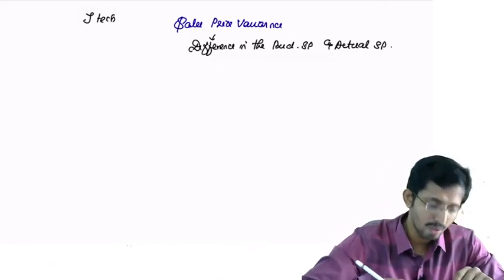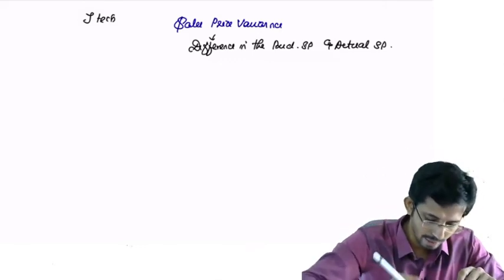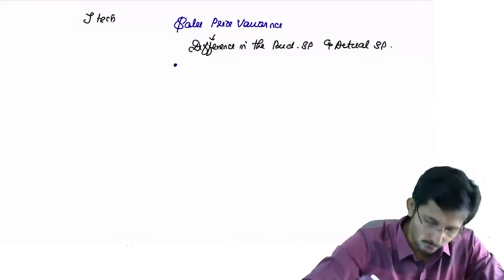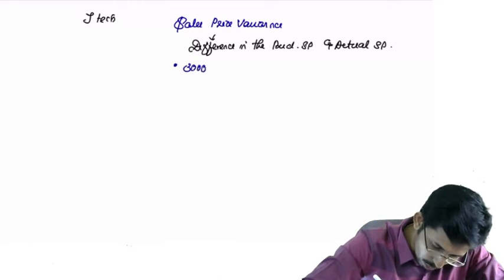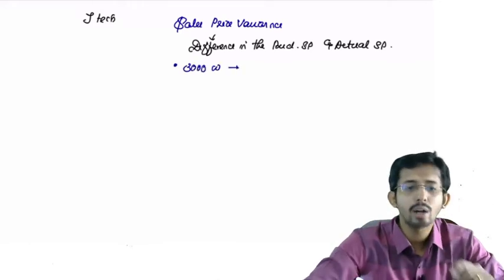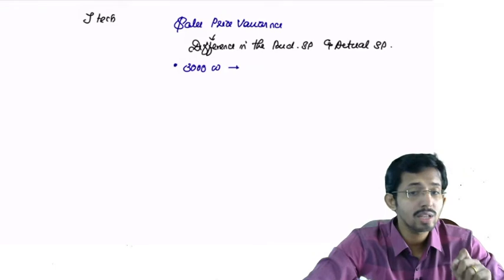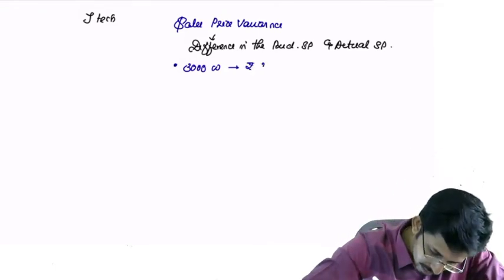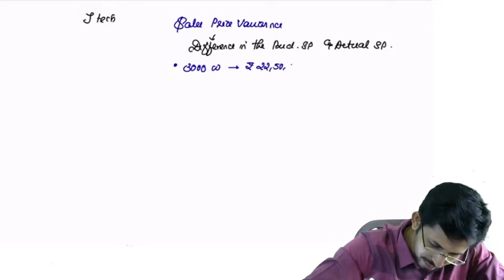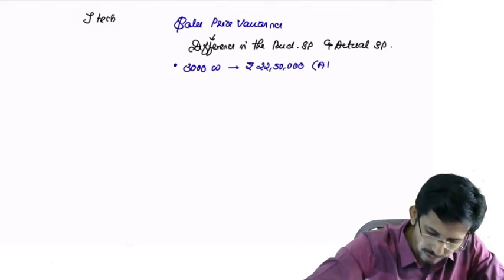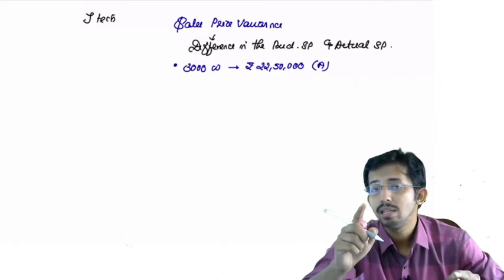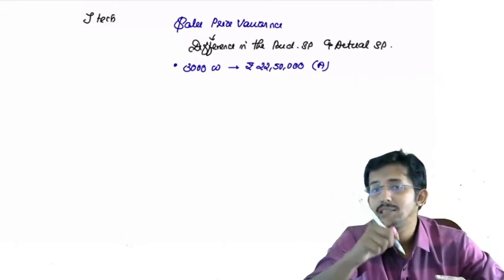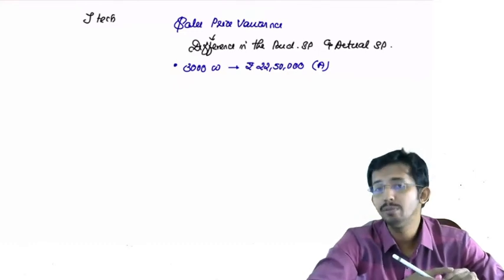Okay, right. Now what the sales manager says is, with respect to the 3000 watt model, the variance was an adverse variance of rupees 22,50,000. Adverse means what? The actual selling price of the 3000 watt model was lower than the budgeted selling price. Okay, that is the inference.